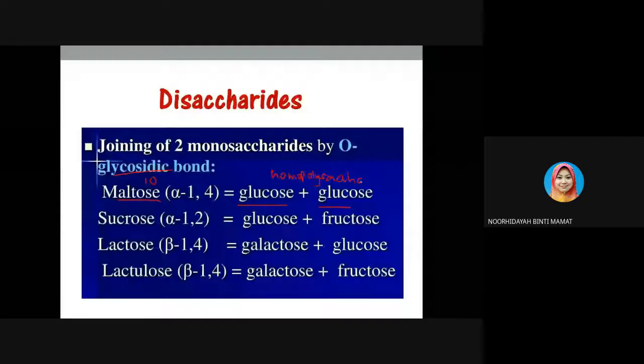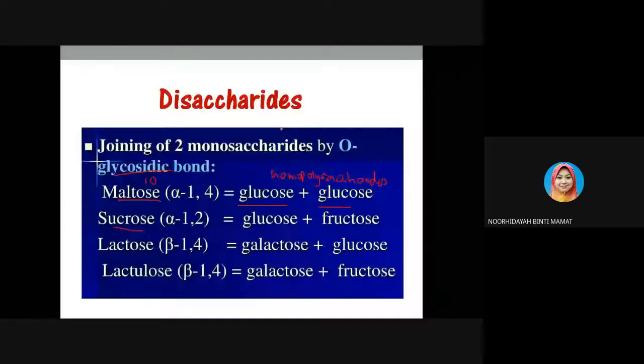Sucrose is also a disaccharide. Sorry, I said more than 10 units earlier, but I'm talking about two monosaccharides. My mistake. Now we are talking about disaccharides, which are the joining of only two monosaccharides.